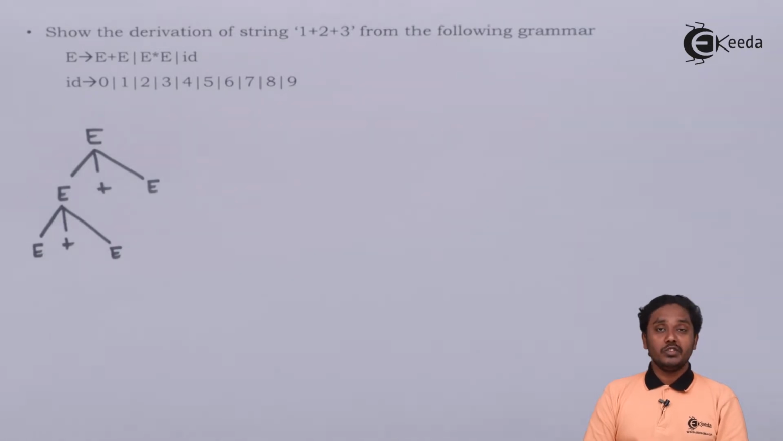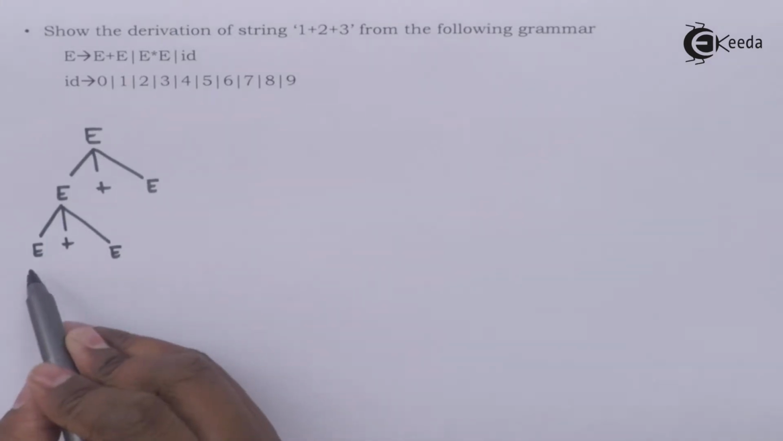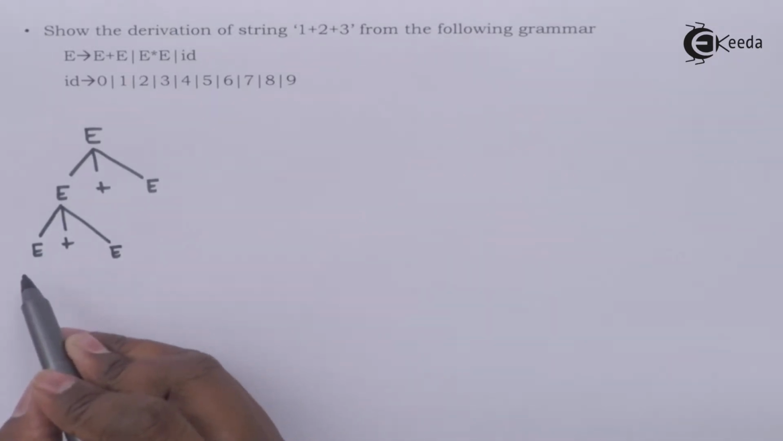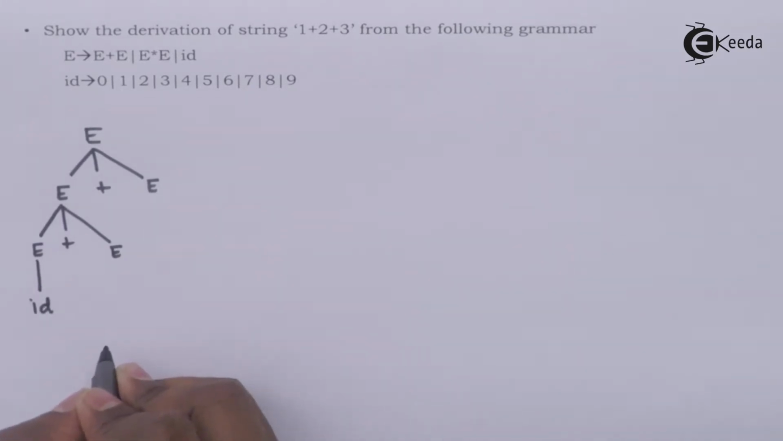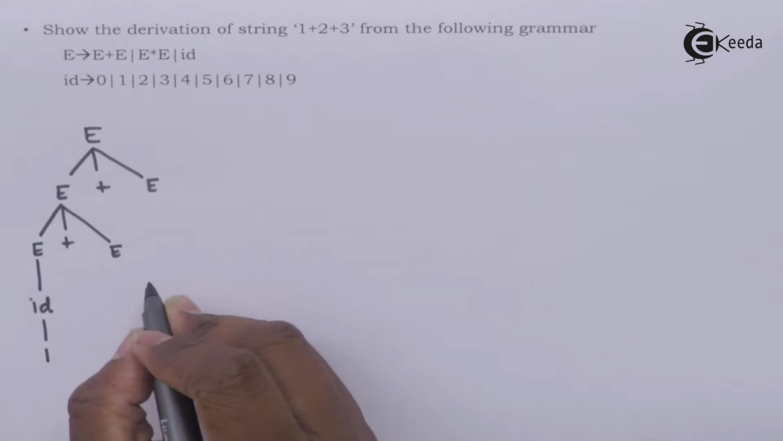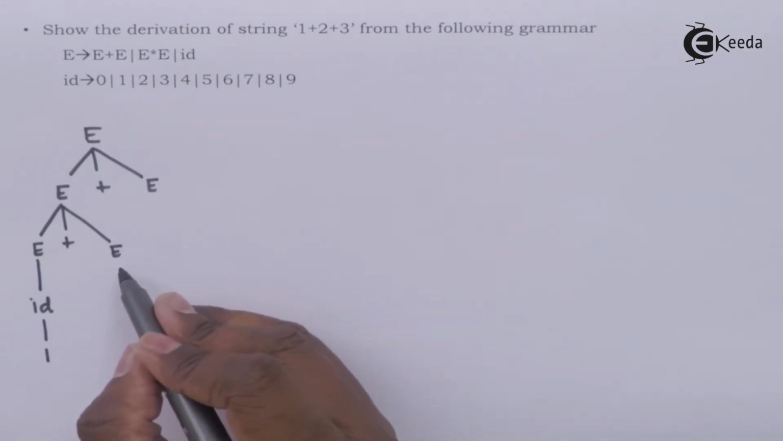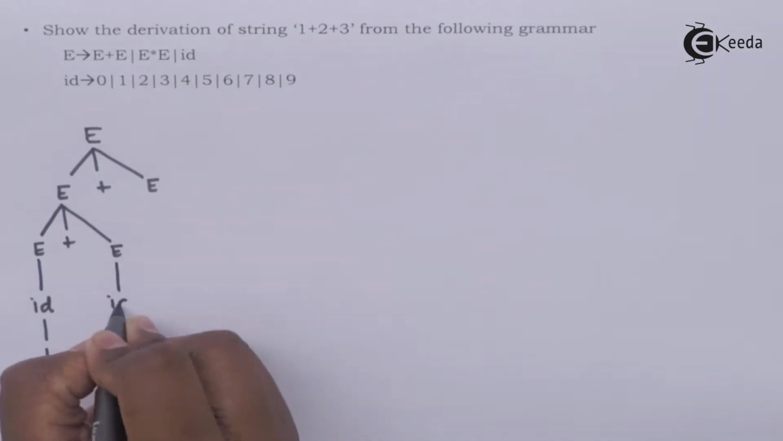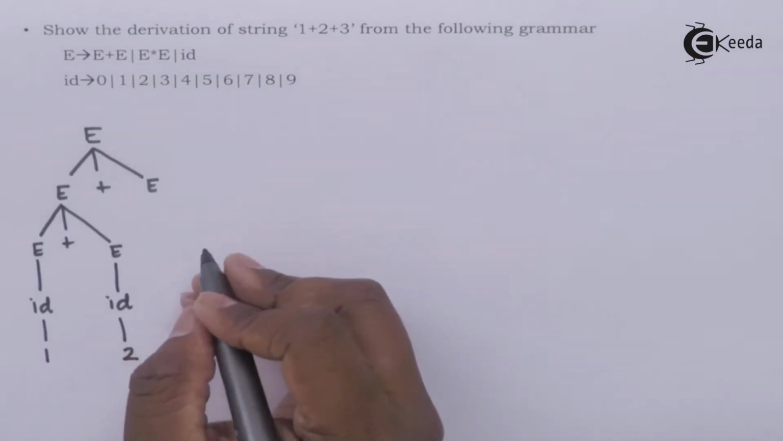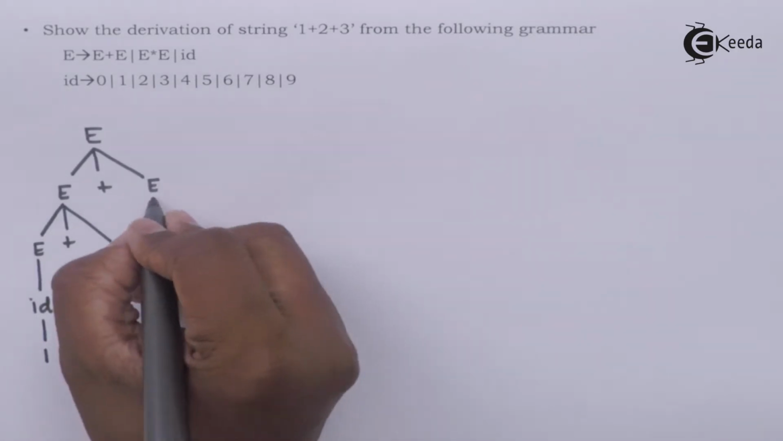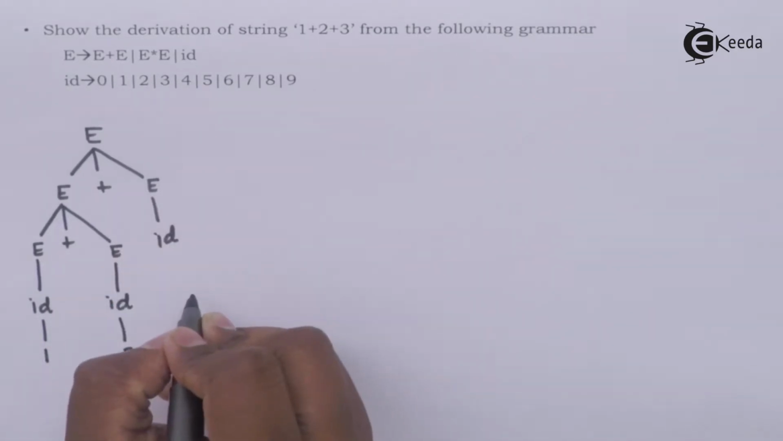For them, we need to first produce ID. So we'll use the production E produces ID. From ID, we will be generating the numbers 1, 2 and 3. In this E, we will be using the production E produces ID. And the ID will produce the first number 1. Similarly, from this E, we will be producing one more ID, which in turn will produce 2. Similarly, the third E would produce an ID, and that will produce the number 3.